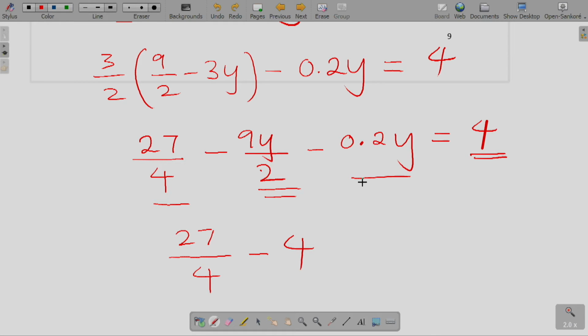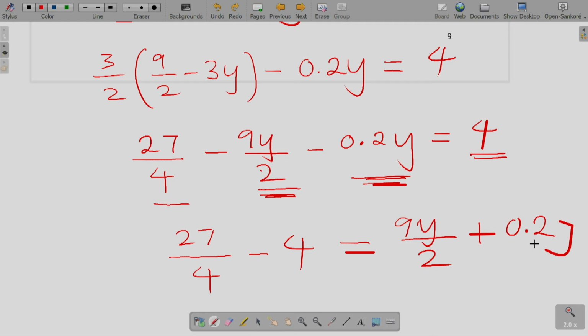Also let's move these two terms to the right hand side. If you move them to the right hand side, their signs will also change. For example, the sign of this term is negative, so if you move it to the right hand side, its sign will change from negative to positive, and this also. So we'll have 9y divided by 2 plus 0.2y.